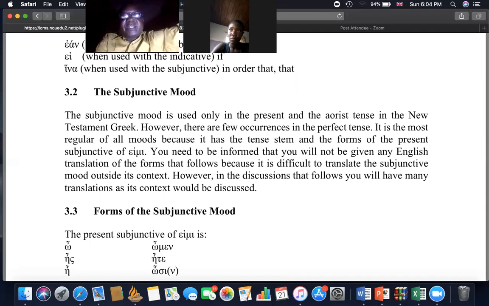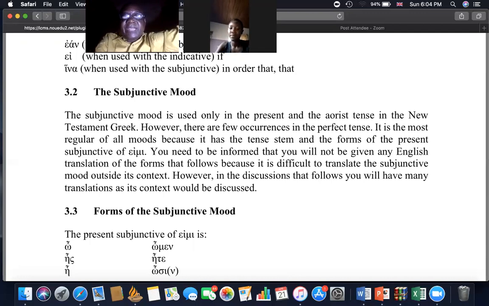Subjunctive mood is used only in the present and in the aorist tense. In other words, you don't have the subjunctive in all the other tenses. There are few occurrences in the perfect tense. It is the most regular of all moods because it has the tense stem and the form of the present subjunctive of eimi.